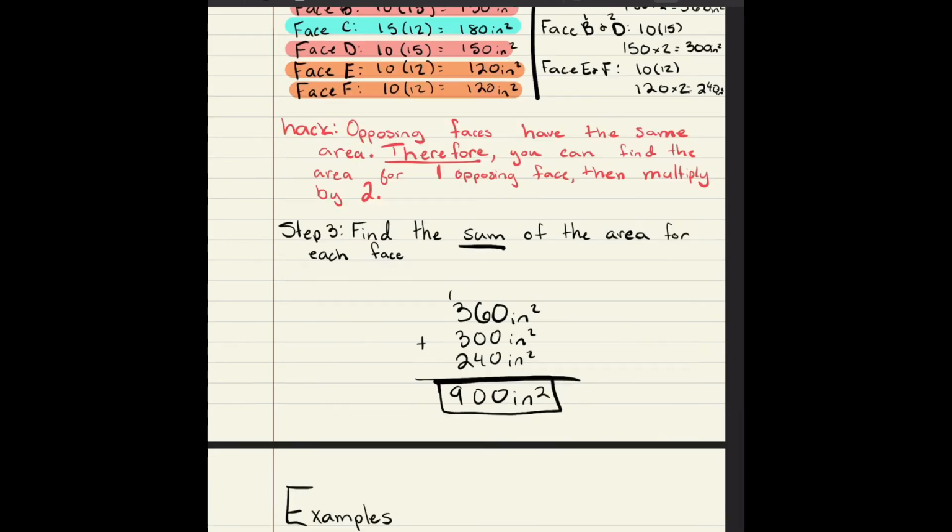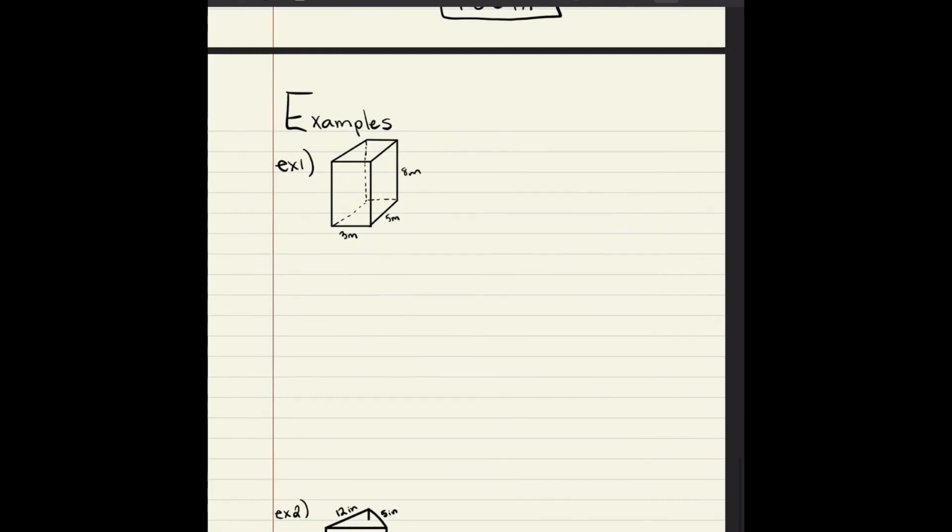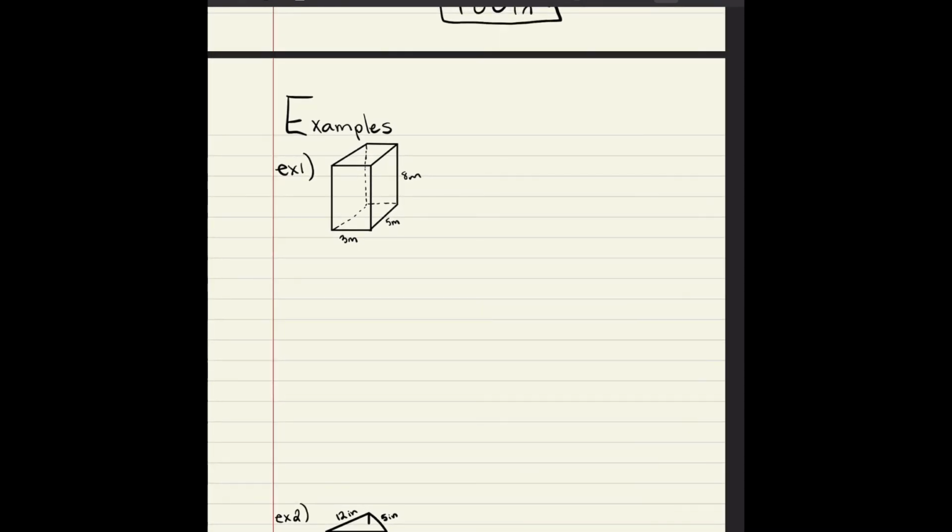All right, let's look at our examples. So example 1, we need to find the area using a net. So let's make a net. I'm going to start with this. I always like to start with the bottom face. It feels like it's the middle for me, but you can start wherever you want, right? So it is 3 meters by 5 meters. 5 meters by 3 meters.